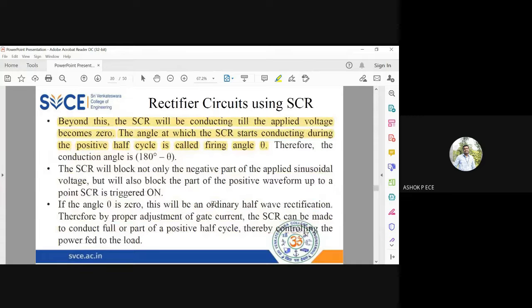So see here, therefore the conduction angle is 180 minus theta. Remember, firing angle and conduction angle are different. Firing angle is the angle at which the SCR is turned on immediately. Conduction angle is the angle at which the SCR conducts.